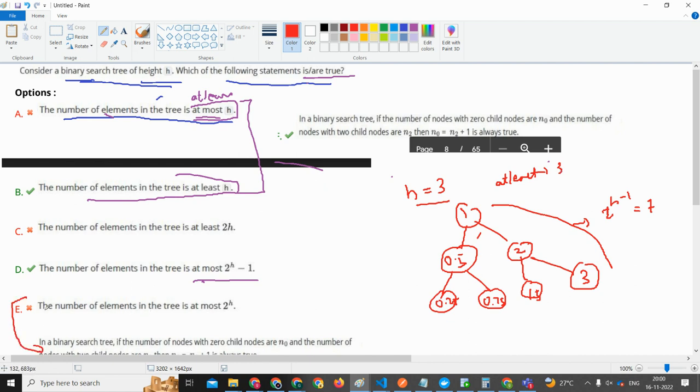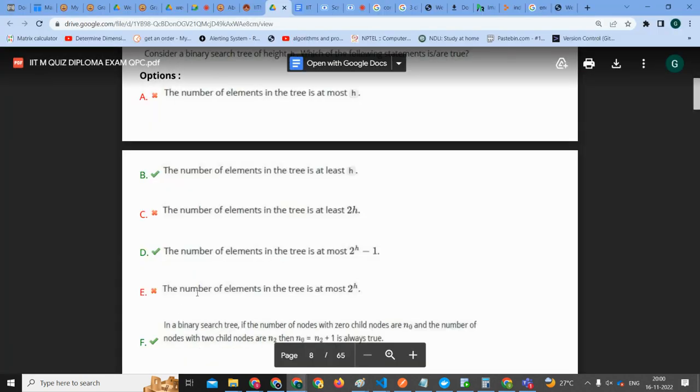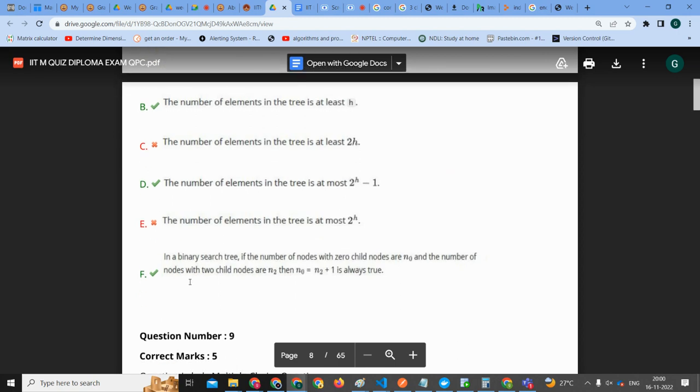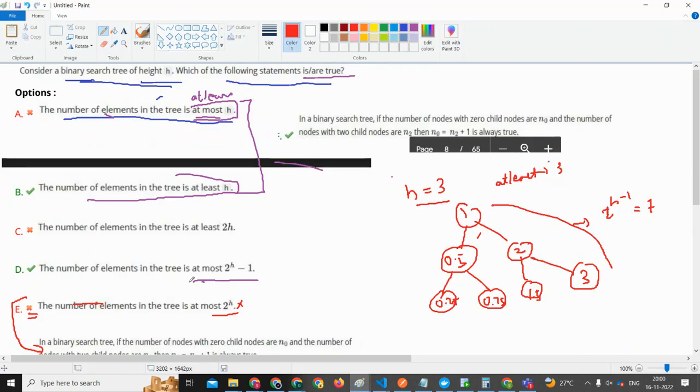Are we considering this in continuation? In this statement, the number of elements in the tree is at most 2 per h, which is wrong. Is this a different question or a different option? No, I think it's the same question, but the option number is F. All right, so what is it saying basically? Yeah, this is the option.